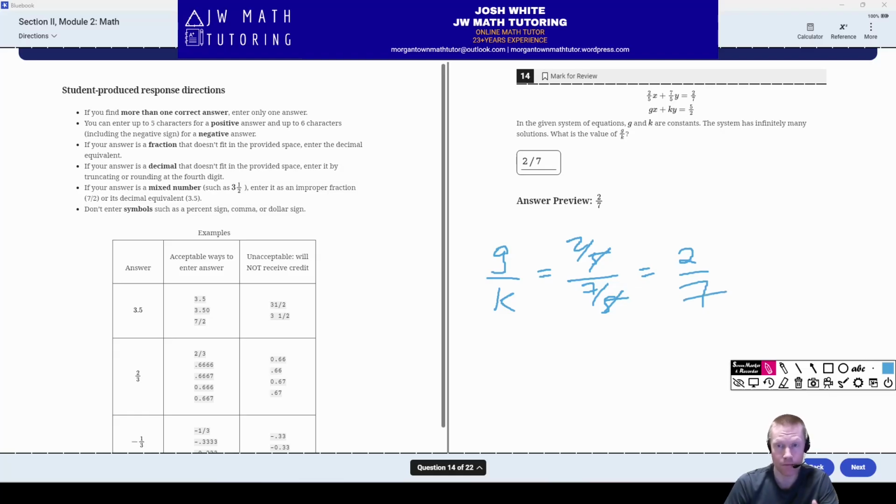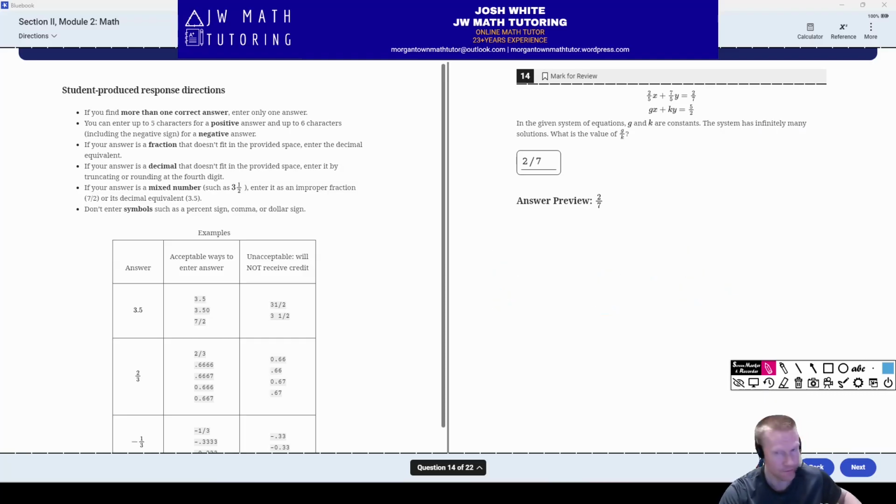So this is obviously a much simpler, much easier way to do it, but I don't think it's as intuitive or as obvious that most people would realize or figure out. But in a problem like this, again, g over k, ratio of x coefficient to y coefficient, has to be the same for both lines because it is infinite solutions.